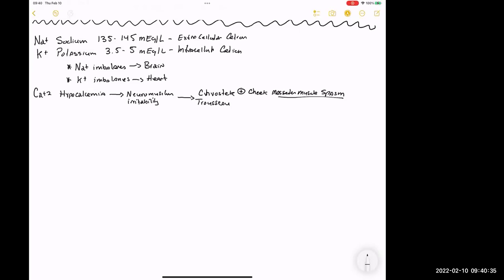Whereas the Trousseau sign, think of that as the arms. Specifically, a positive Trousseau sign is when you put a blood pressure cuff on someone's arm and pump the blood pressure cuff up, that will induce carpal spasms.